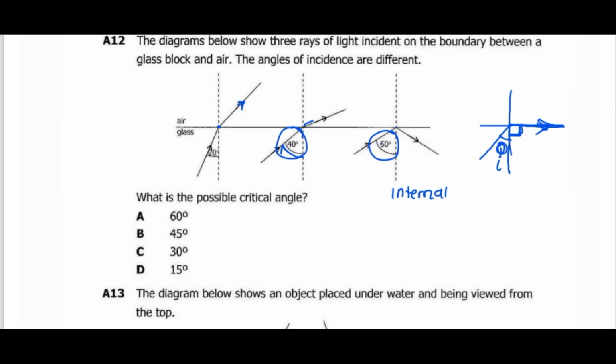Then if the angle is 40, we have at least refraction. So what angle is between 40 and 50? We can look at the multiple choices. So the answer is B.